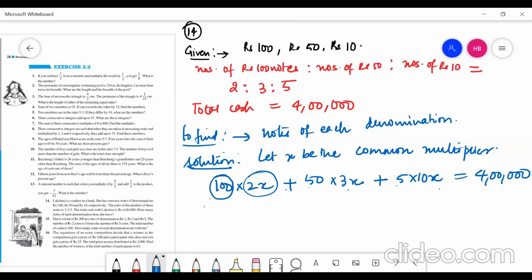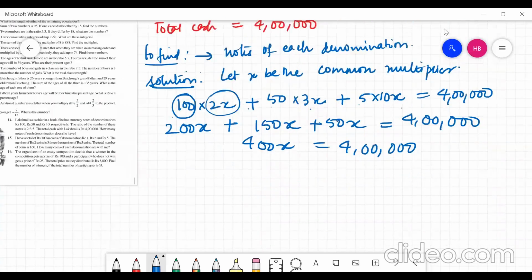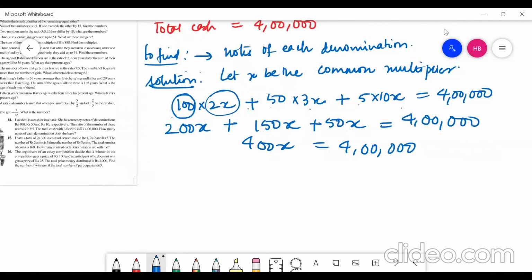So now this becomes easier. It would be 200x, 5 3s are 15, 150x, plus 50x is equal to 4 lakh. If you add this, it would be 400x is equal to 4 lakh. Solving this, x goes to the other side of the equation, you divide, so the zeros will cancel. So x is equal to 4,000.